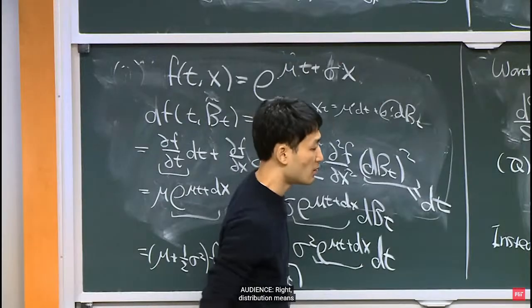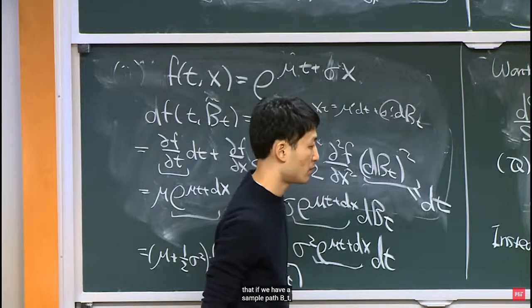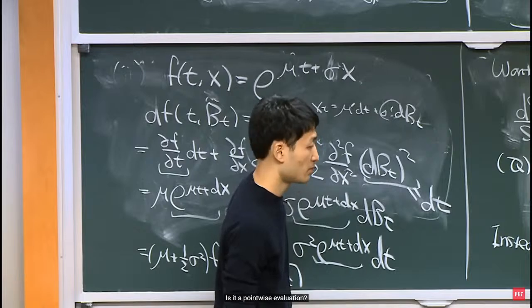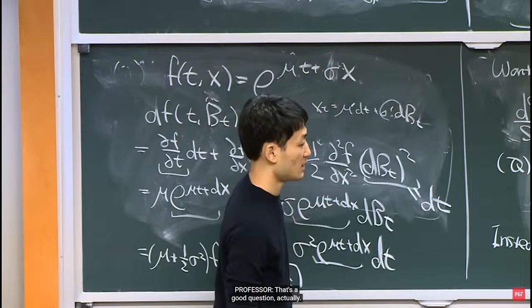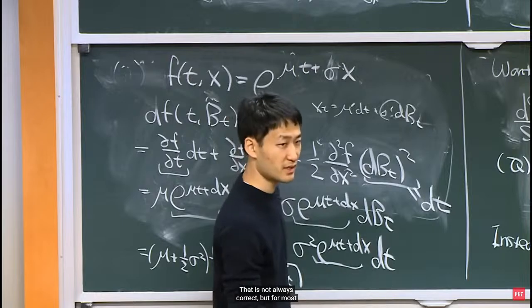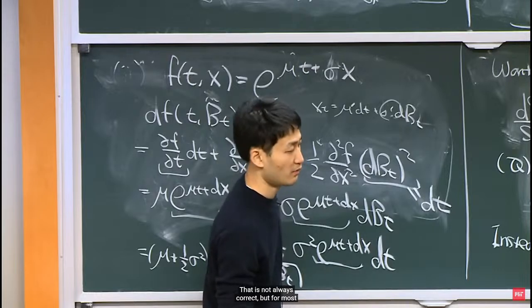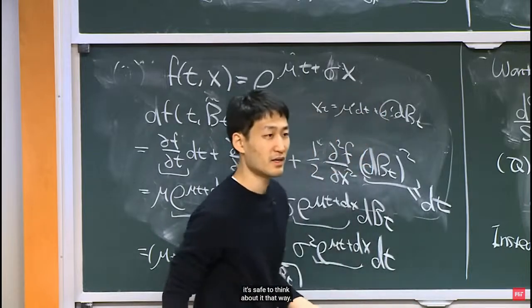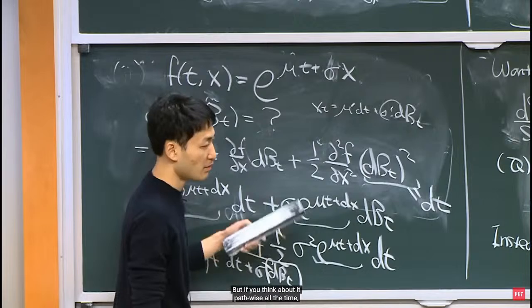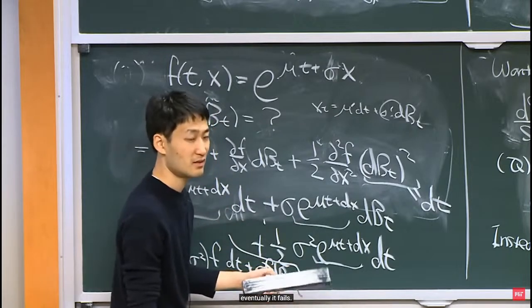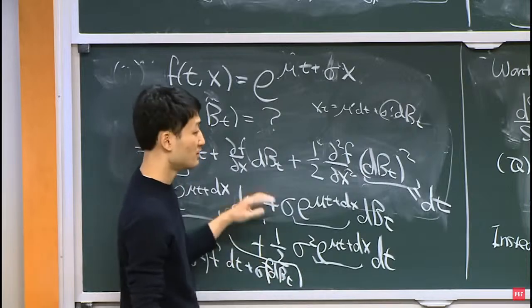So a sample path of B_t would give a corresponding sample path for S of t. Is it like a pointwise evaluation? Oh, that's a good question, actually. Yes, think of it as a pointwise evaluation. That is not always correct, but for most of the things that we will cover, it's safe to think about it that way. But if you think about it pathwise all the time, eventually it fails. But that's a very advanced topic.